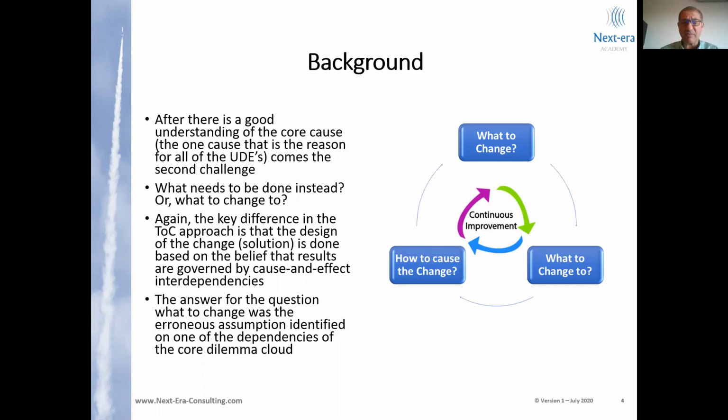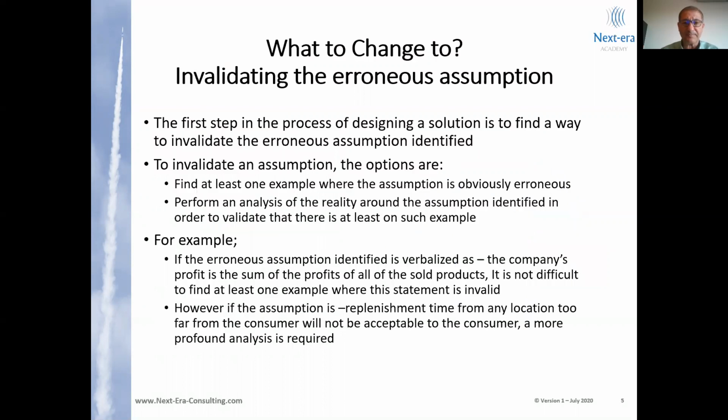And again, like in the previous part, the main difference between theory of constraints and other methodologies of problem solving is that it is basing all the analysis on the belief that cause and effect is governing the results the systems are generating. We ended the previous step by identifying the core cause as one of the erroneous assumptions around the core dilemma we have identified. So what do we do now? We know what the assumption that is erroneous is. How are we going to continue from that point onward?